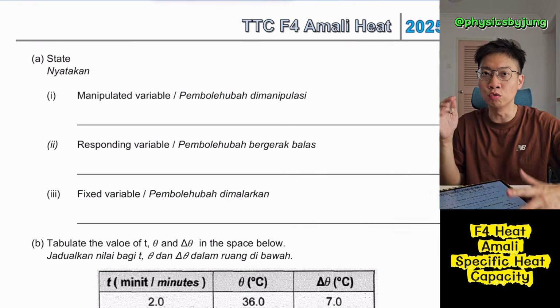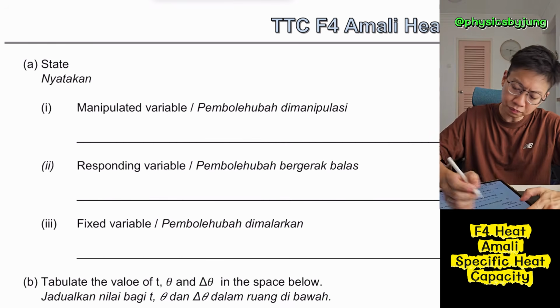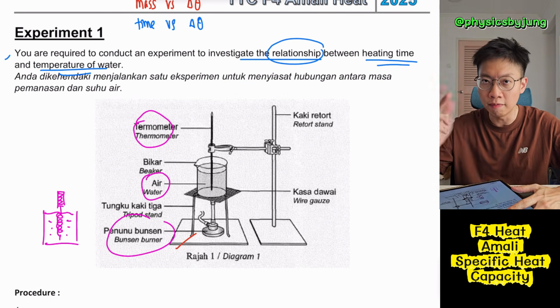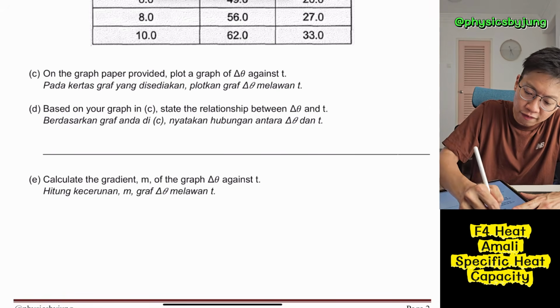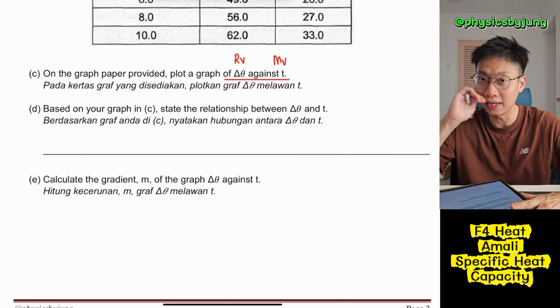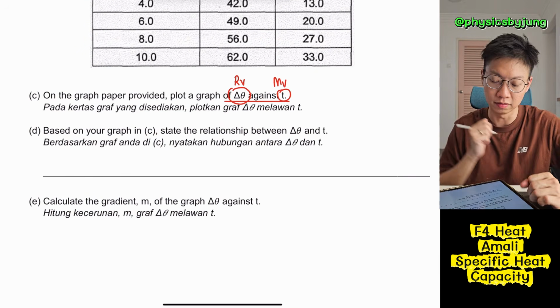So let's start by looking at the questions first. Don't worry about doing the Amali, look at the question first. So the manipulated variable is what? Usually, the relationship is going to be both your manipulated and responding variable, or you can even see the graph. 99% of the graphs are always responding variable against manipulated variable. So they already tell you against T, this.